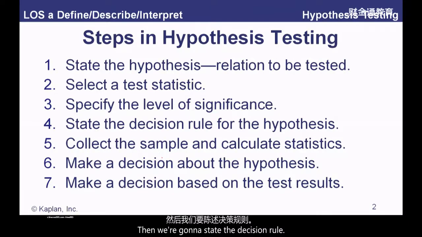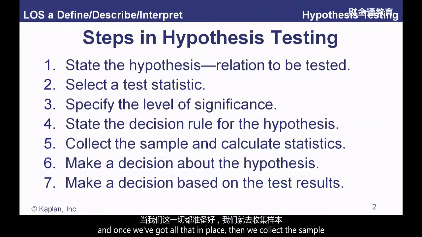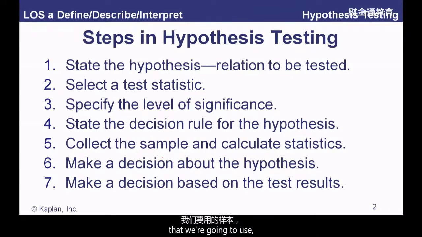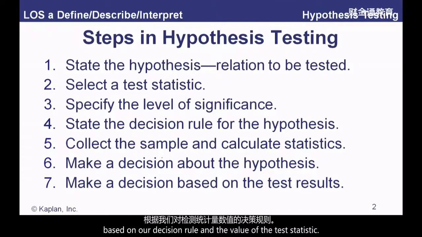Then we're going to state the decision rule. The decision rule is, if our test statistic is larger than this or smaller than this or whatever, we're going to reject our hypothesis. And once we've got all that in place, we collect the sample that we're going to use, calculate our statistics, and make a decision based on our decision rule and the value of the test statistic. And then finally, we'll make a decision based on the test results.